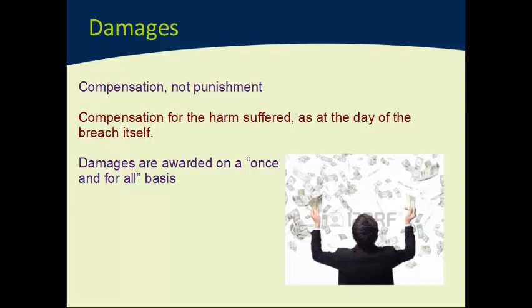The next thing to understand about damages is that they're awarded on a once and for all basis. So the idea is that we total up all of the harm and we award one lot of damages, and that's meant to take care of all the harm associated with that breach. Except there's a couple of exceptions. The one that I really want you to understand is the notion of a continuing breach.